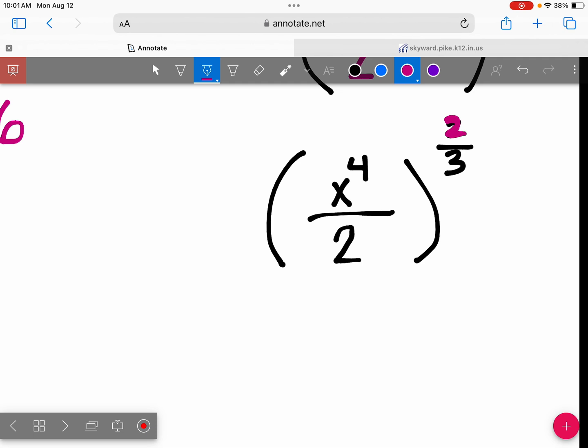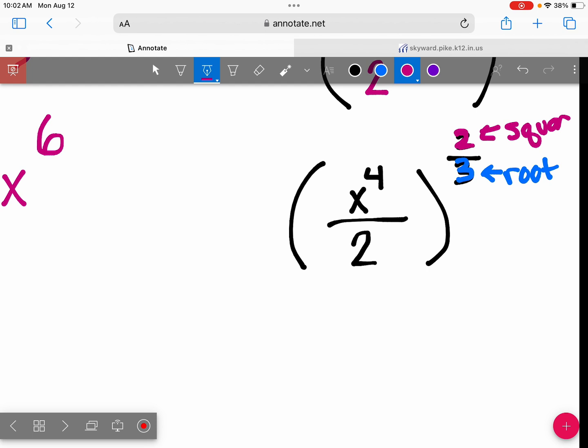The 3, is that power or index? Index. This is the piece that goes into the root. So it's the cube root, and this is squared. Just putting words on here. And I'm off the edge of the screen, and I don't feel like making it bigger to the right. Squared. So it's taking this piece squared and doing the cube root.